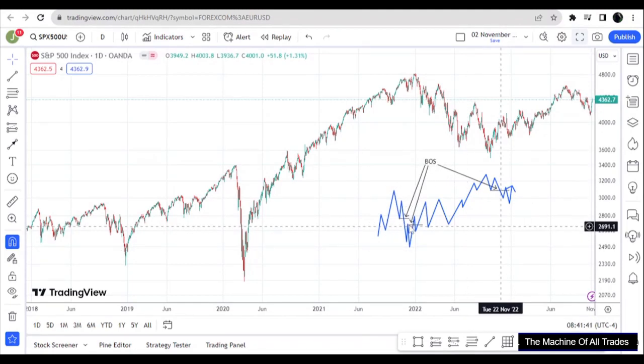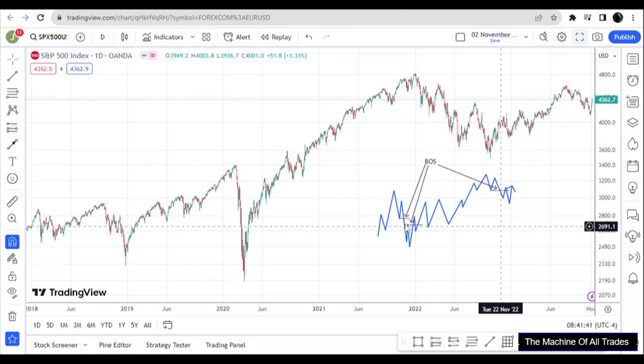This here is a break of structure. This here is a break of structure. This here is a break of structure. Why did I label those things as break of structure? Let's start from here. From here to there, we can see that the market was in a bullish market structure. From here to there, it was in a bearish market structure. Hence, the moment when it broke this higher low by this leg, it showed an interest for the market to go to the downside.